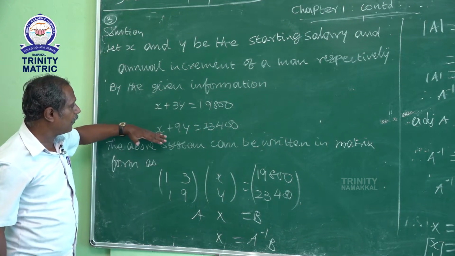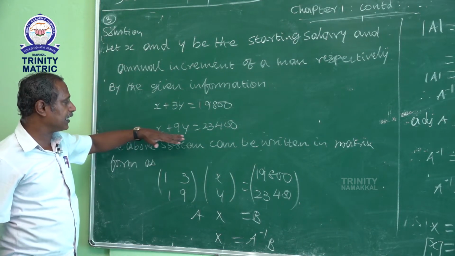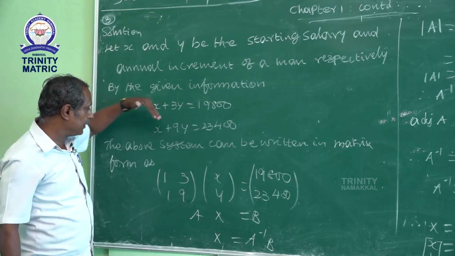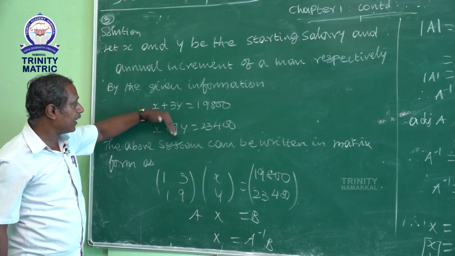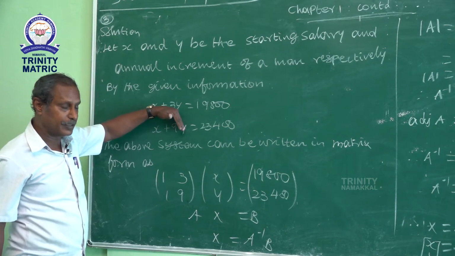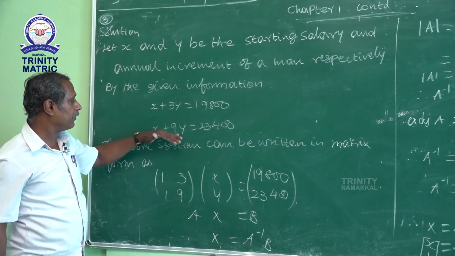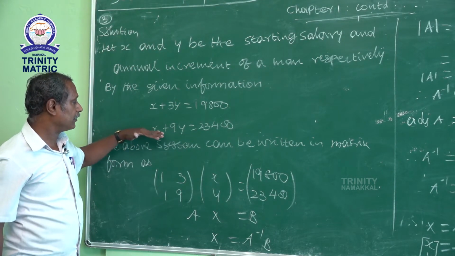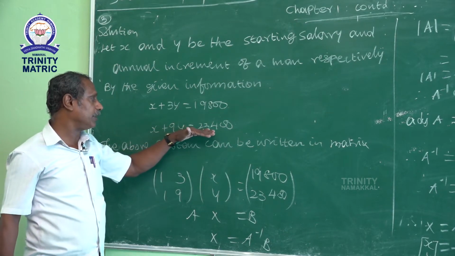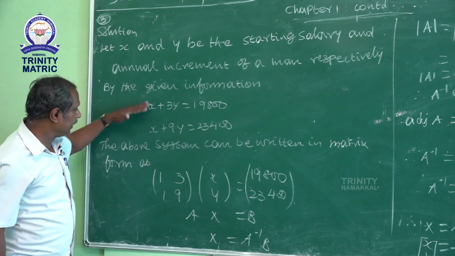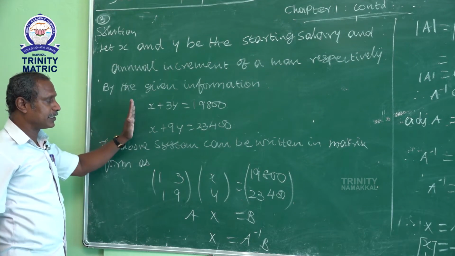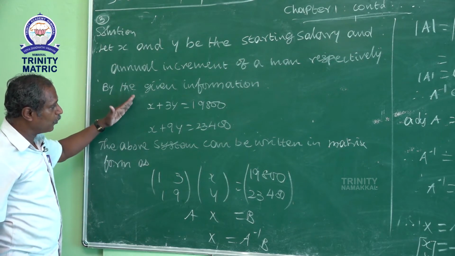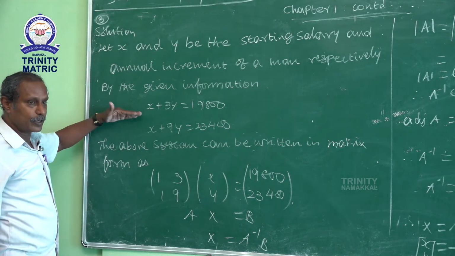In the same way, after 9 years of service, the first month salary is 23,400. That means starting salary plus 9 years of increment. One year is y, so for 9 years it is 9y. So x plus 9y equals 23,400. After getting this, we already know this is our system of linear equations, and we already know how to solve it. In the same way we continue this.